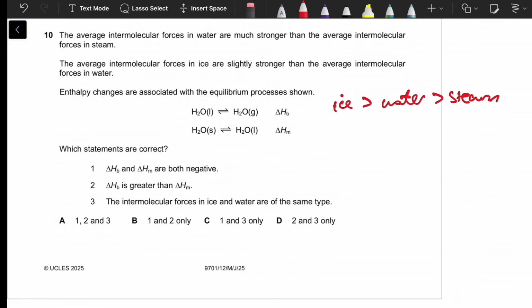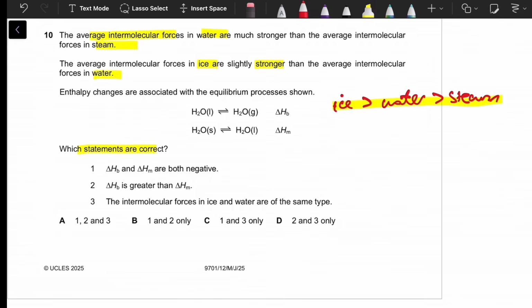Question number 10. The average intermolecular forces in water are much stronger than those in steam, and the average intermolecular forces in ice are slightly stronger than those in water. So I've just written this out to sum that up. And it says enthalpy changes are associated with the equilibrium processes shown. Which of the following statements are correct?